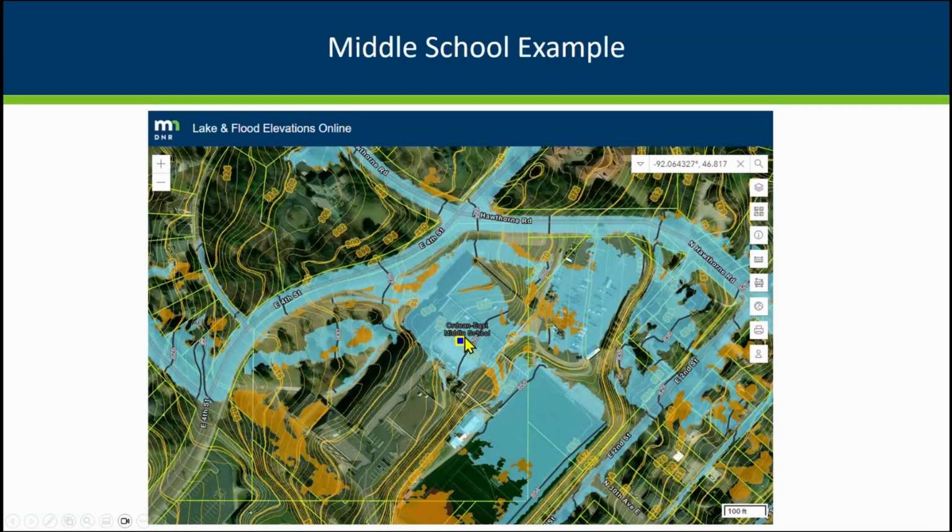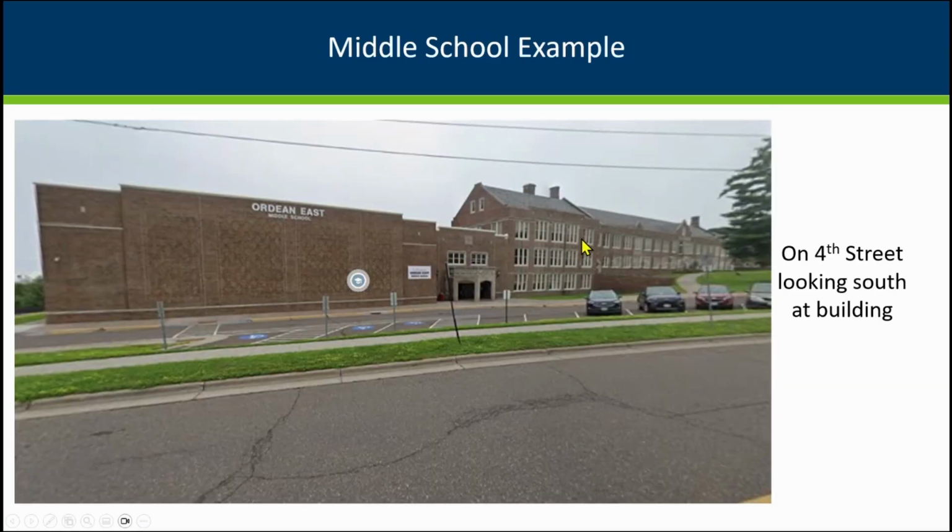Okay, here I'm getting at my first example, and I picked a school, a middle school, public building, nice example there to use. And you can see there's all these contours. This is a steep area. Those of us in Minnesota know that there's very steep parts in Duluth. So here's what the building looks like.